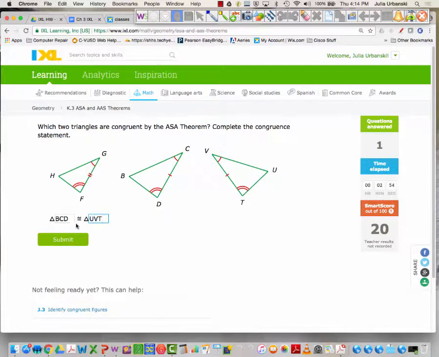So I've lined them up. B goes with U, B and U. C goes with V, C and V. D goes with T, D and T.